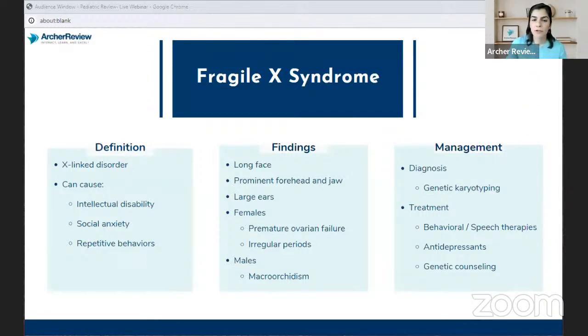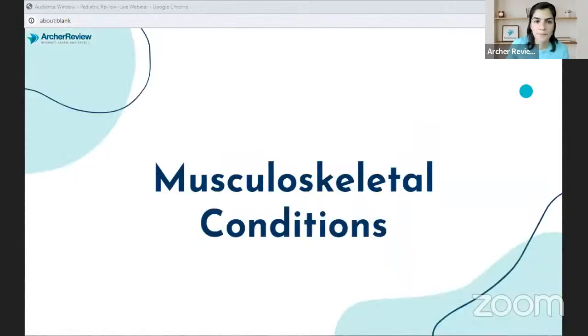There are a lot of clinical trials out there, so getting them over to genetic counseling just to see if they want to enroll in some clinical trials, but this will be managed by a specialist as well. Okay, quickly jumping to musculoskeletal conditions, and this is where we'll wrap up for the day.